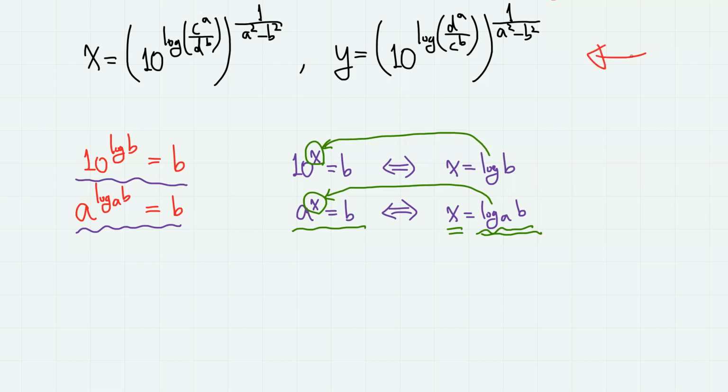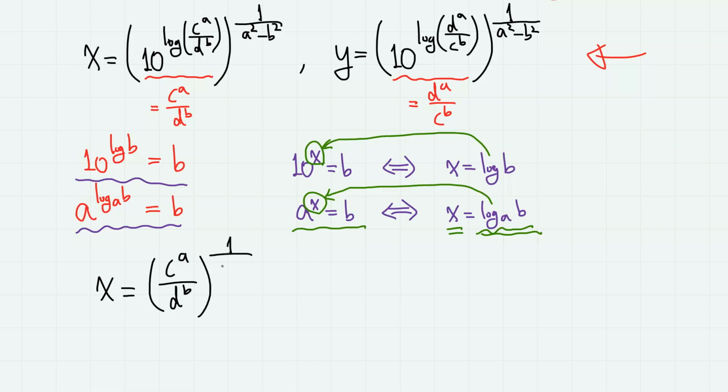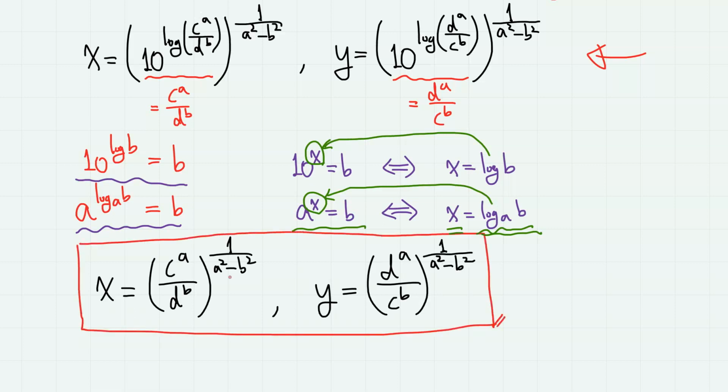Therefore, from our previously obtained result, this part is simply c to the a over d to the b, and this part is simply d to the a over c to the b. So the answer can be expressed as x equals c to the a over d to the b to the power of 1 over a squared minus b squared, and y equals d to the a over c to the b to the power of 1 over a squared minus b squared. Which is also beautiful.